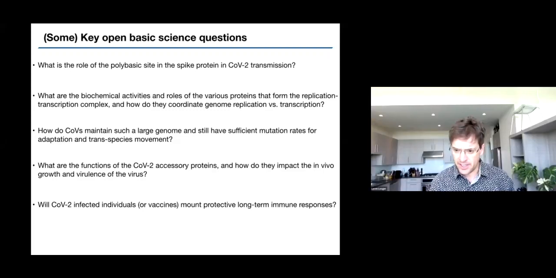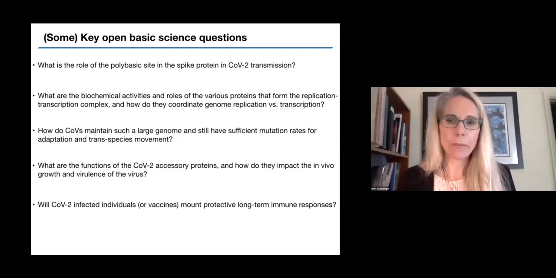Yep, fascinating. Okay, here is a question that's of course on everybody's mind. Can you talk briefly about the rates of mutation of CoV-2 versus CoV-1, and the implications of that for antibody escape, vaccines, etc.?